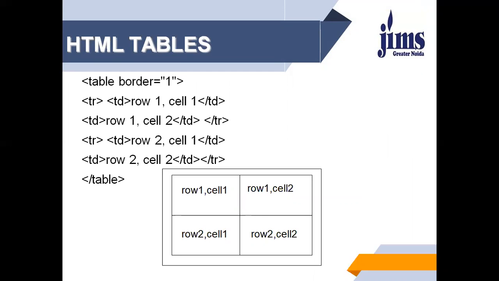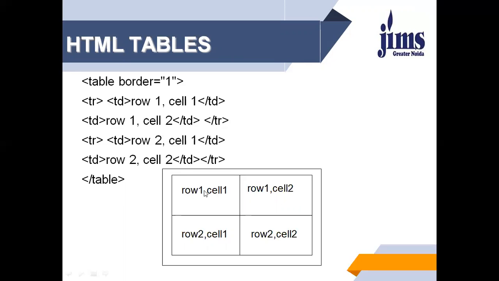Let's see one example. This is the table starting tag. Border is an attribute. If you want to give a border to your table, you can mention this border attribute. Suppose we want 2 rows, so we will use 2 TR tags, the starting TR tag and then the ending TR tag. And in between you want 2 table data, TD tags.